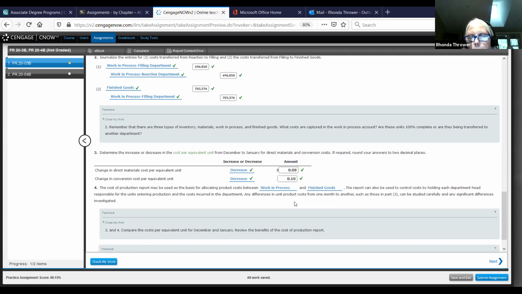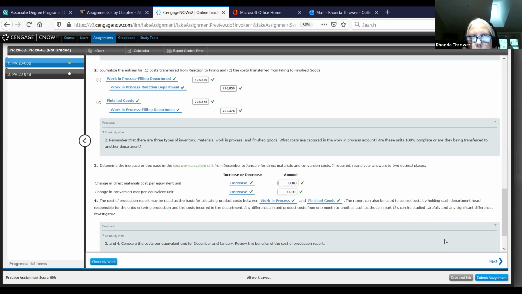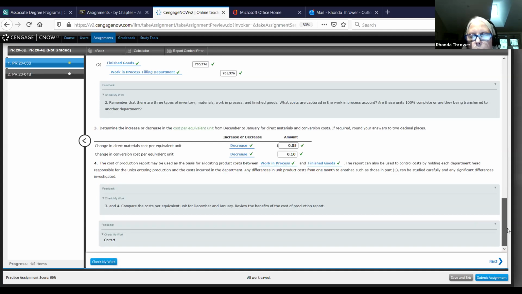Any differences in unit product costs from one month to the other, such as those in Part 3, can be studied carefully, and any significant differences should be investigated. So they use this information right here to help them to make decisions about how to operate their business. And that's all of this particular problem.